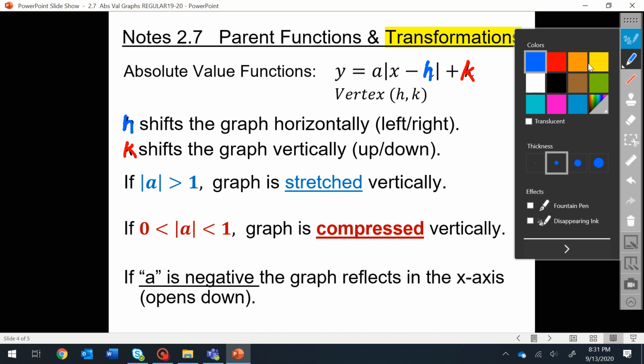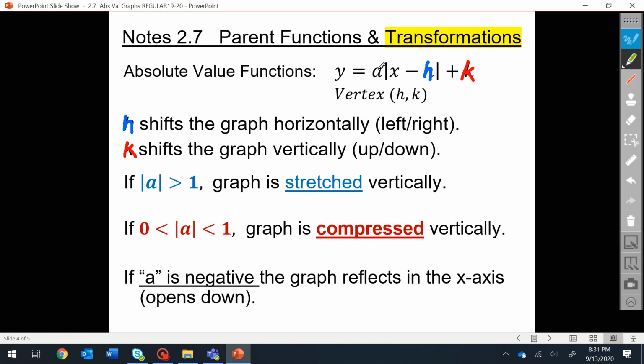And if there is a number in front of the absolute value portion, the a value, if the absolute value of that a value is greater than 1, then the graph is going to be stretched vertically. So it's going to be thinner. And if it's between 0 and 1, then that graph is going to be compressed. It's going to be flattened. It's going to be wider. And if that a is a negative value, that means the graph opens downwards. It reflects over the x-axis and it looks like this.